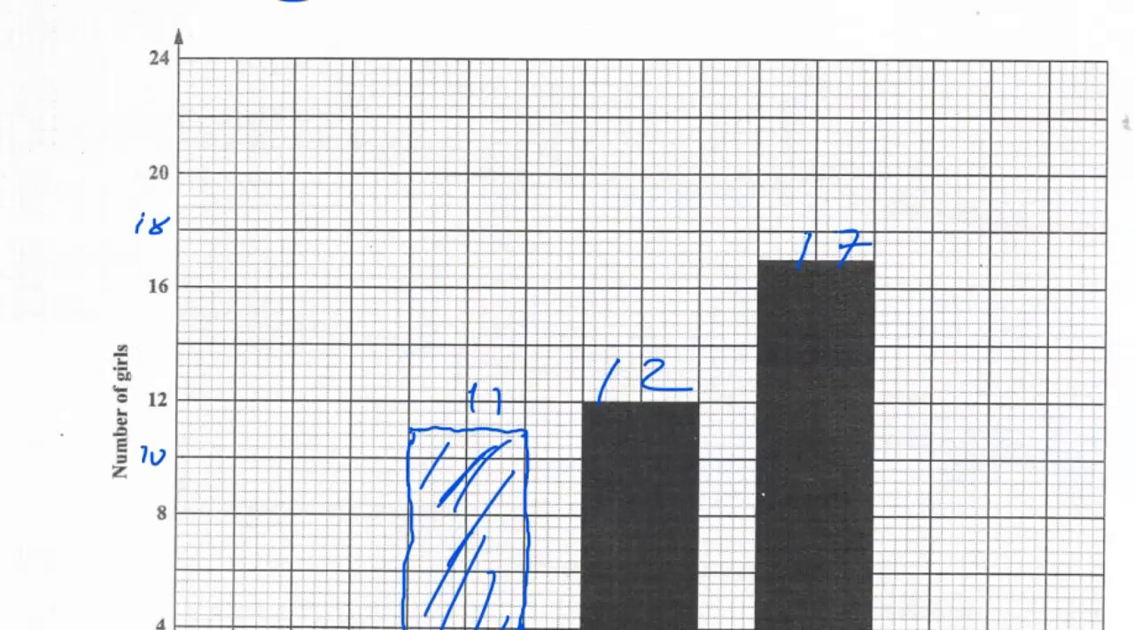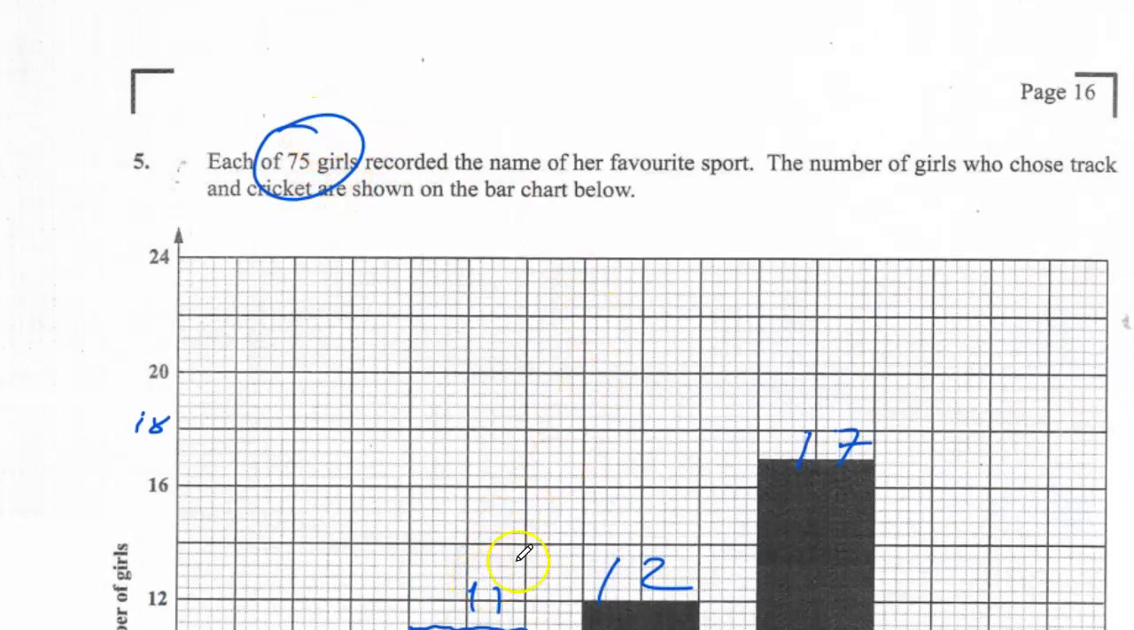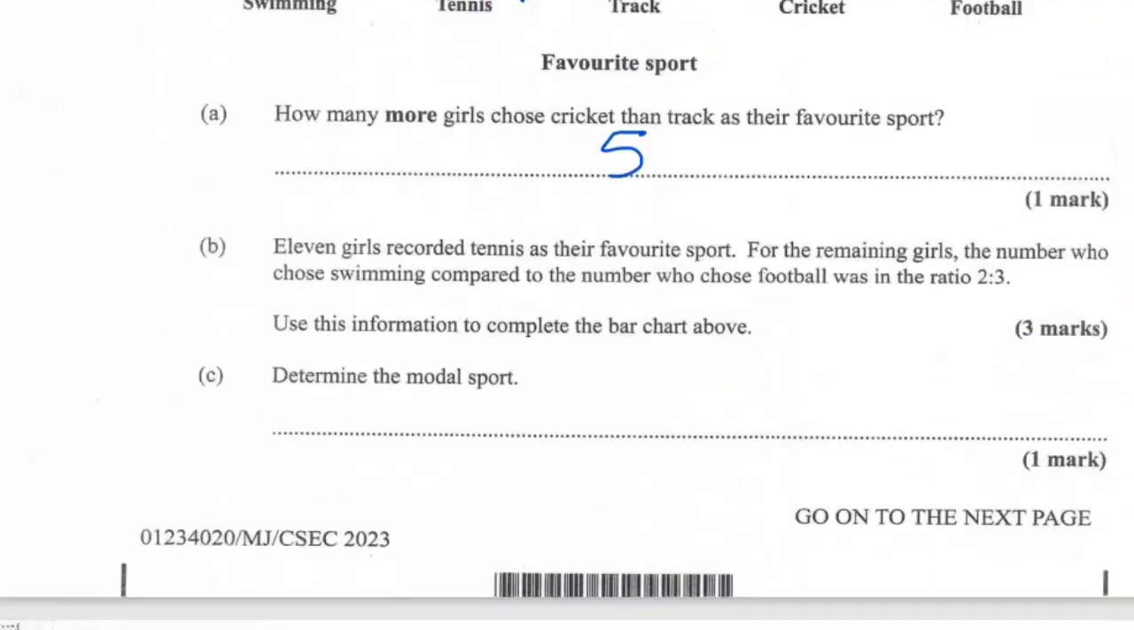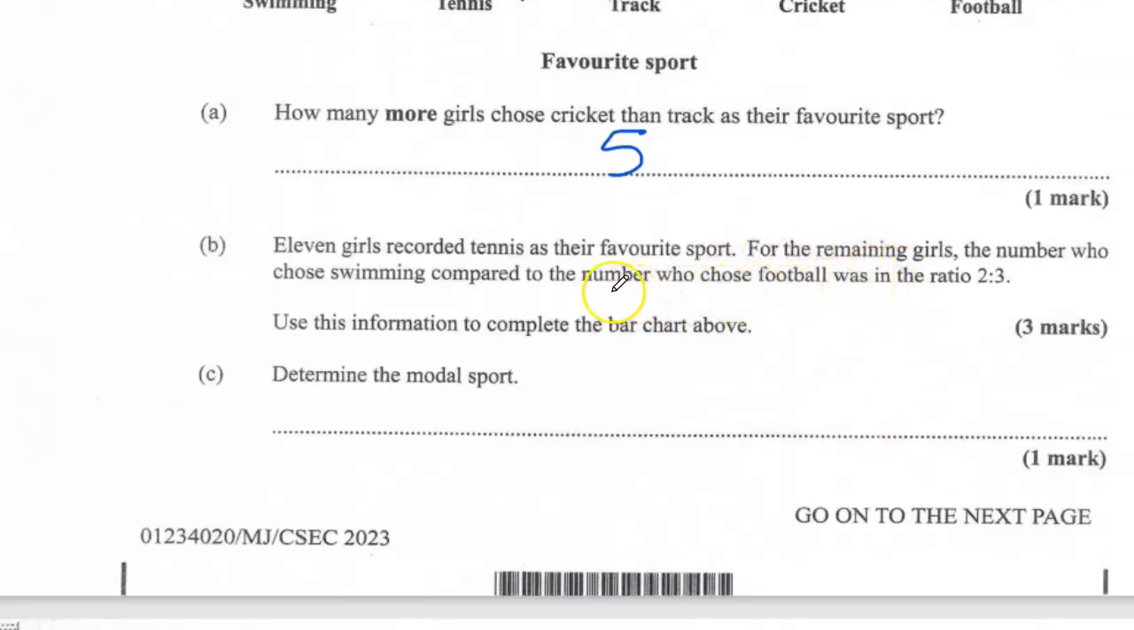So after 40, remember it was 75 girls, and we have 40 accounted for, which means that 35 girls chose between swimming and football in the ratio. So let's see now. For the remaining girls, that would be 35 girls, right? For the remaining 35 girls, the number who chose swimming compared to those who chose football was in the ratio 2:3.